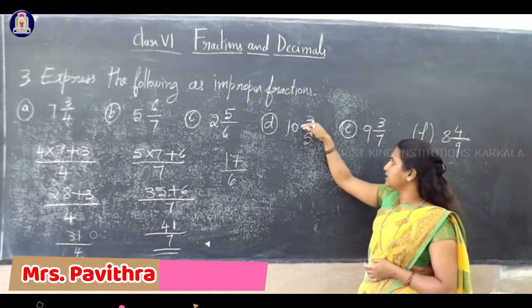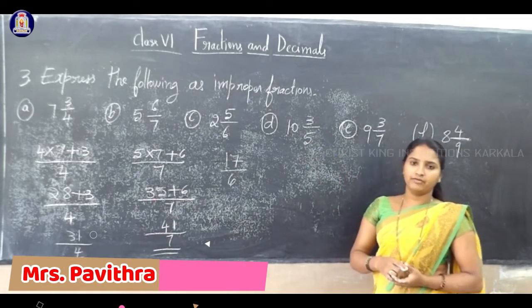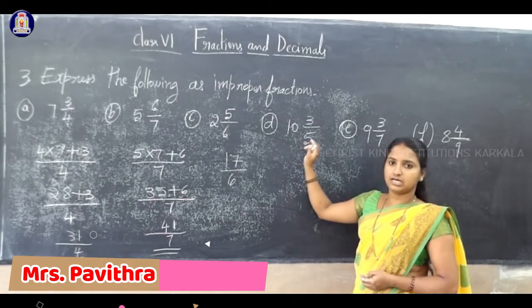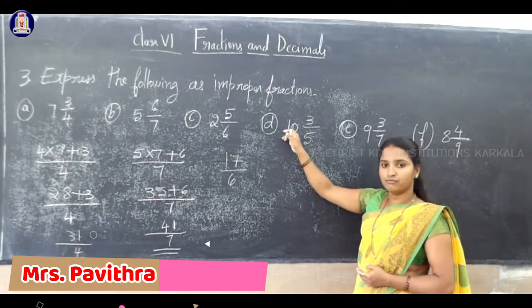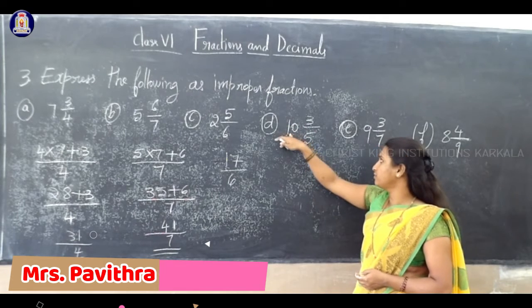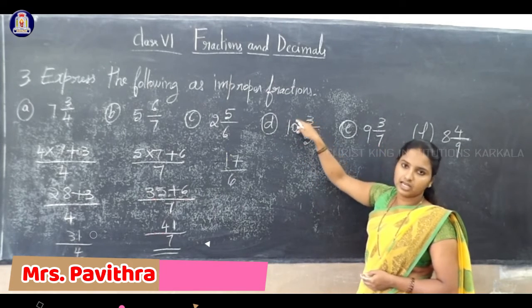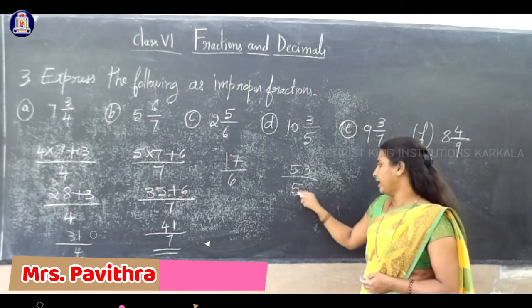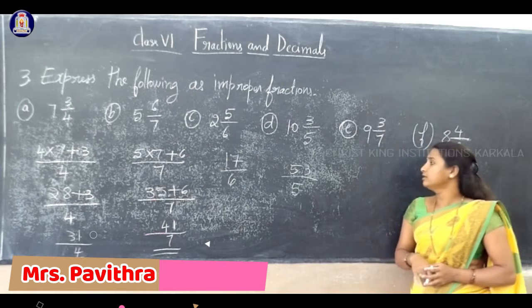Fourth one is 10 3 by 5. In this, multiply 10 5s are... What is 10 5s are? 5 10s are, 5 10s are 50. Direct multiplication. Okay. 5 10s are 50. 50 plus 3, that is 53. Okay. 53 by 5. Now the next question, fifth question.